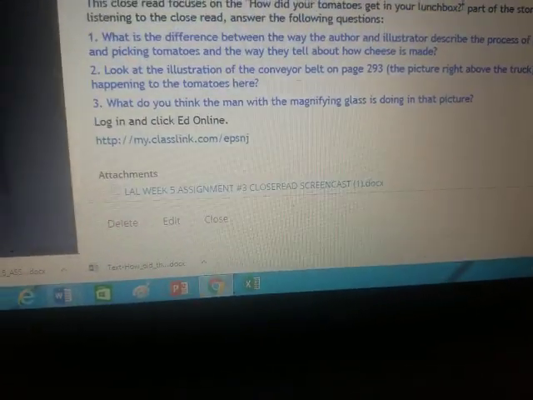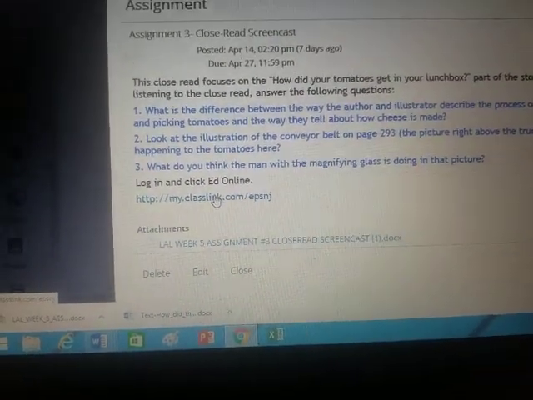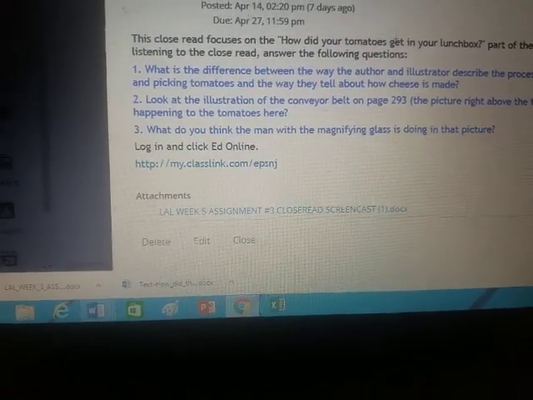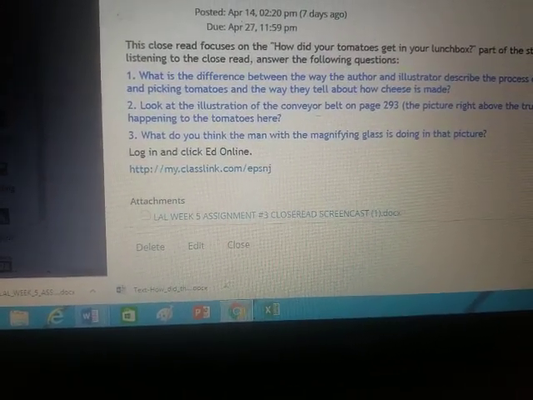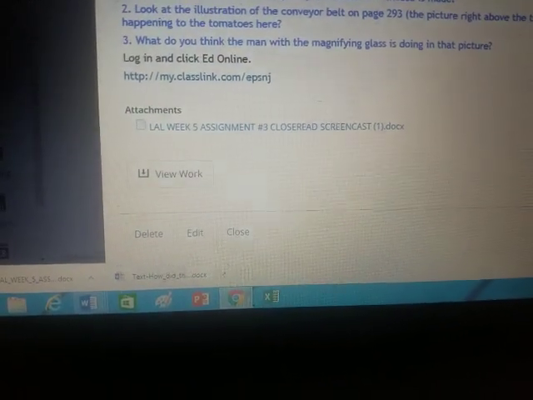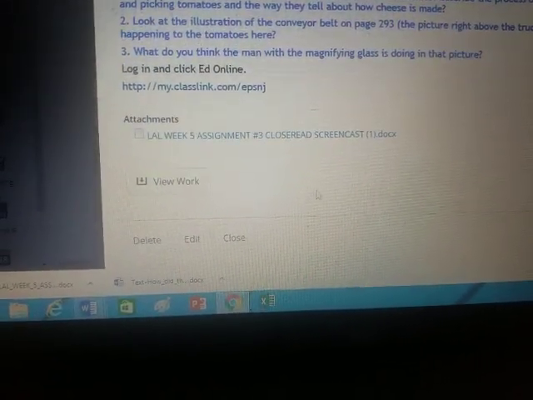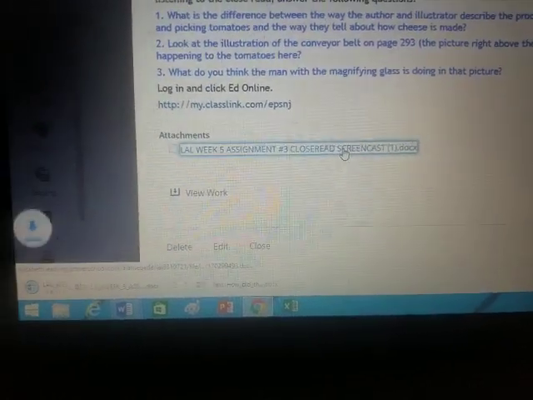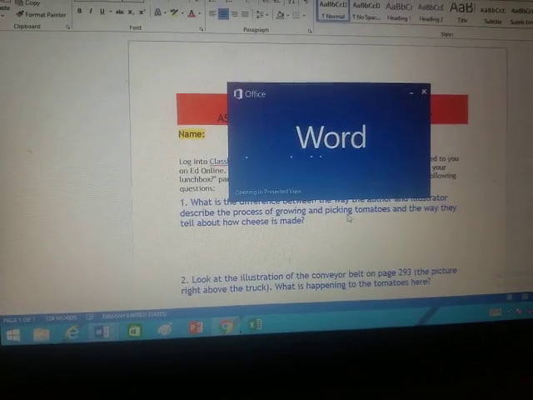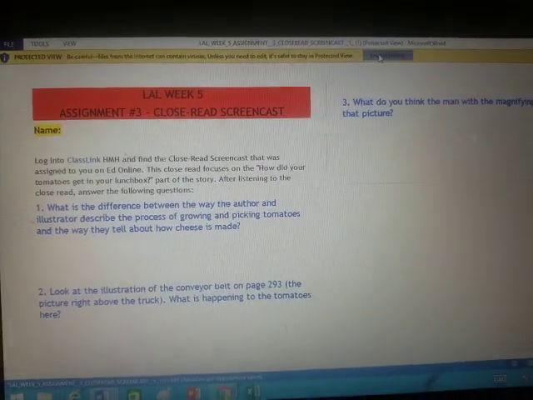So as you can see, you don't need to log into Ed Online. That's the little smiley face on ClassLink. You don't need to go on that because you have the Mybook at home and you have the YouTube video on the class pages. So if you want, you can write your answer in the answer key, or you can just click on the download button and you could pop it up. And I have two open, so you're going to see two. Make sure you click Enable Editing.